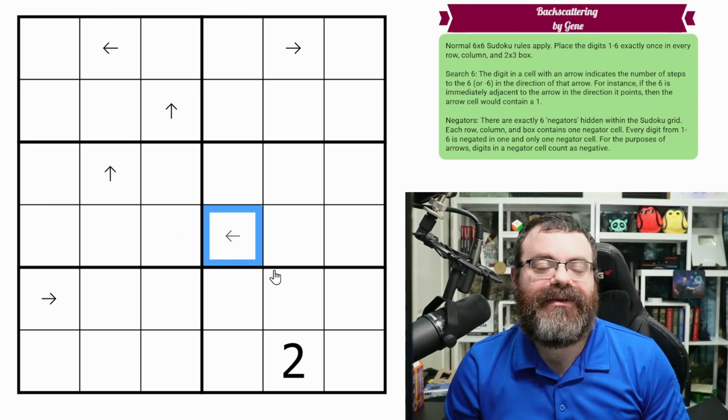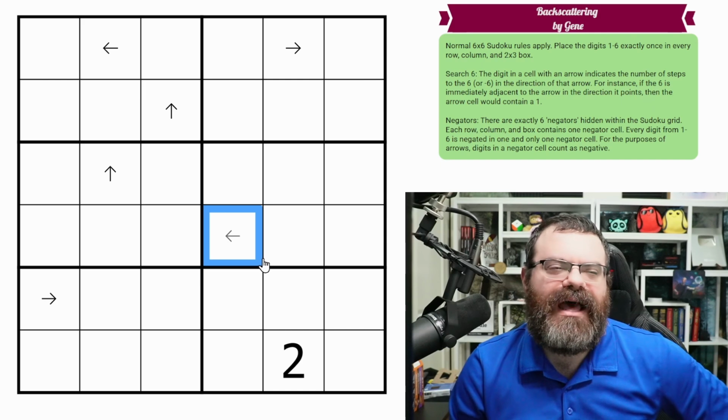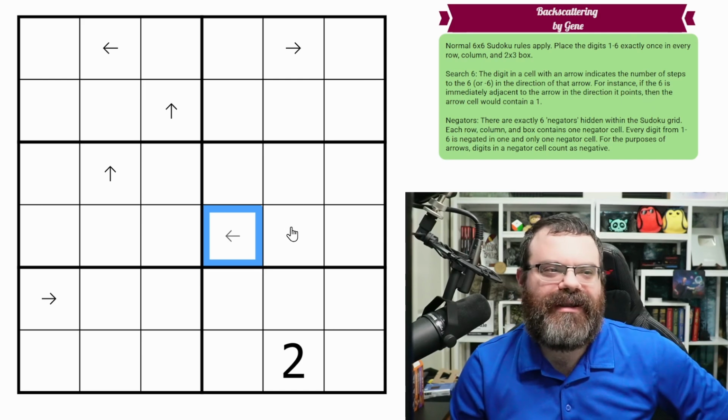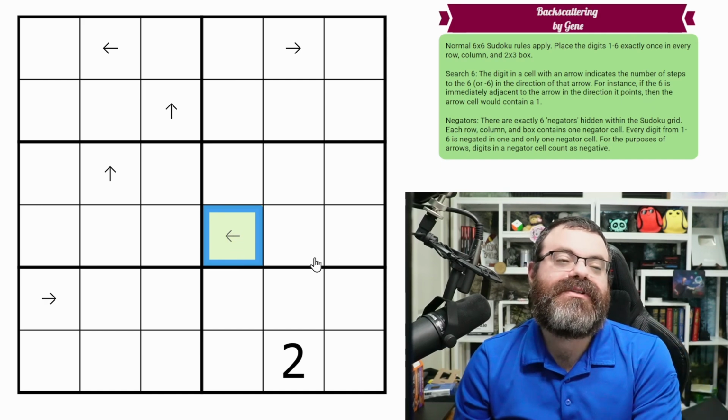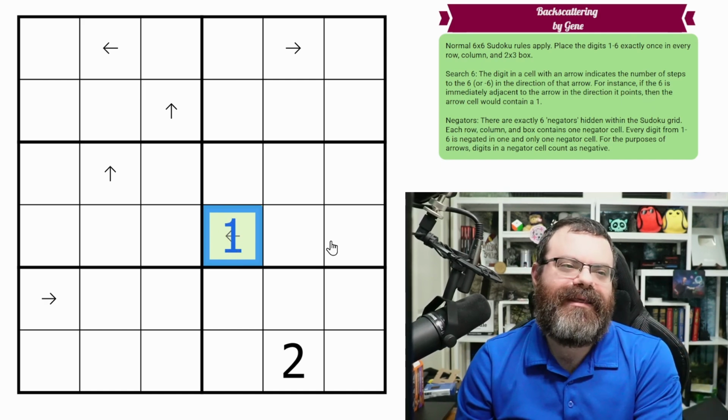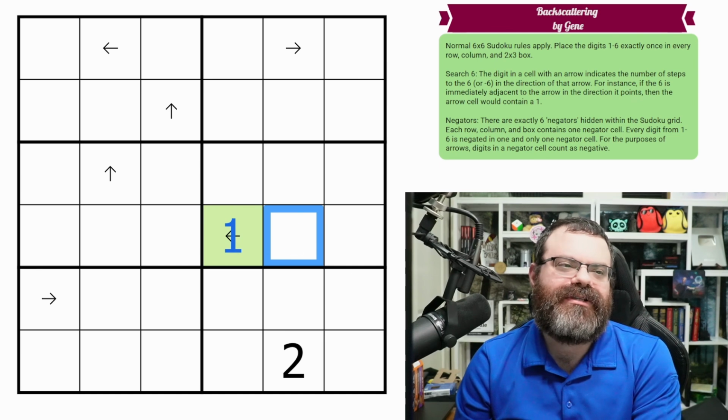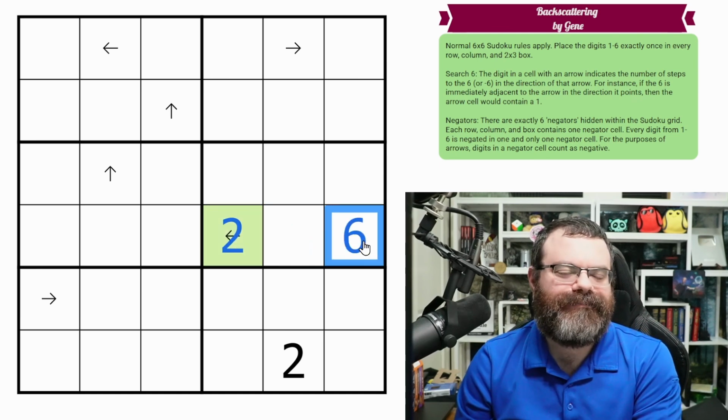Except we also have negators in the grid. These negate the value of whatever's in there, which really only matters for the arrows. But I'm going to use green for negators. Let's say this cell ends up being a negator cell. If this was a 1, it now goes backwards, like it's negative. So it goes in the opposite direction of the arrow if it's on a negator. So this would be a 6. And if this was 2, this would be a 6.